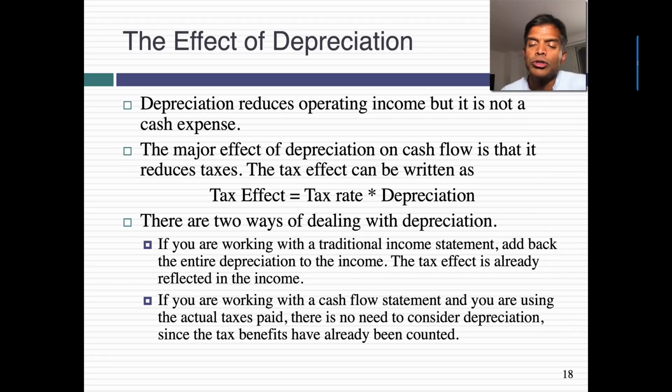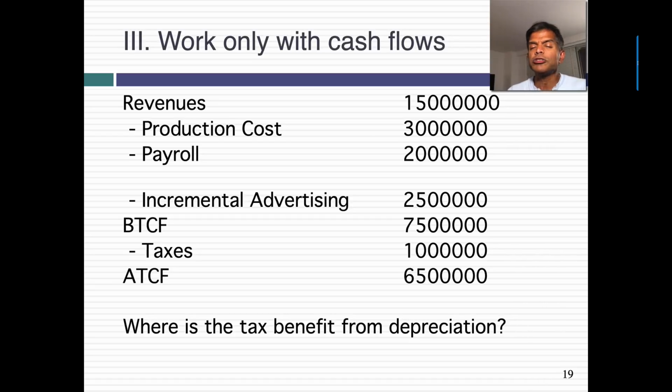But there's a third way in which you can do cash flows, where you actually keep this tax effect separate. So we've done two ways already. Here's the third way. This is a pure cash flow statement. I start with revenues, but I subtract out only the cash expenses, the production costs and the payroll. Notice that depreciation is gone. It's a non-cash expense. Then I subtract out incremental advertising, which is a cash expense. I come up with a before tax cash flow of 7.5 million. Then I subtract the taxes I would pay on this, and I subtract the $1 million. I come up with an after tax cash flow of 6.5 million.